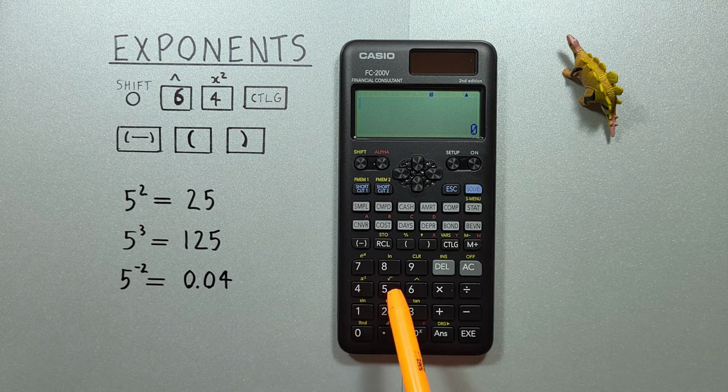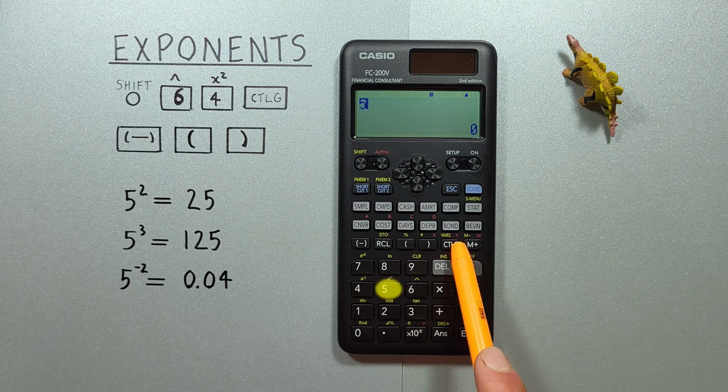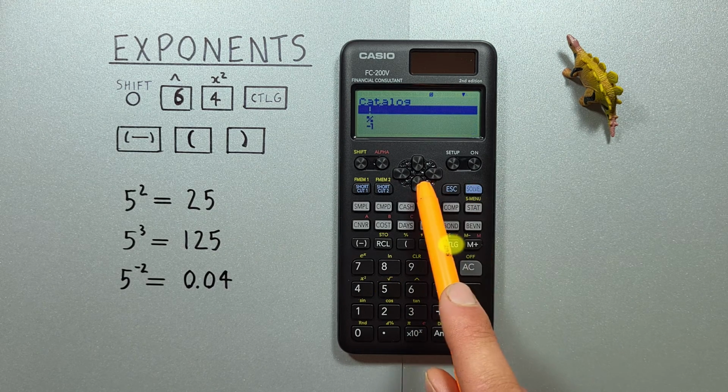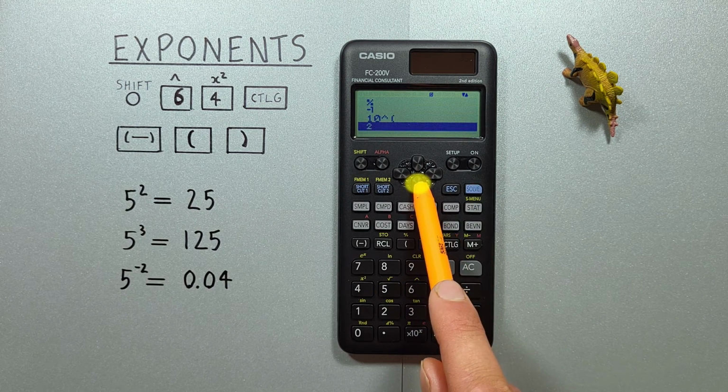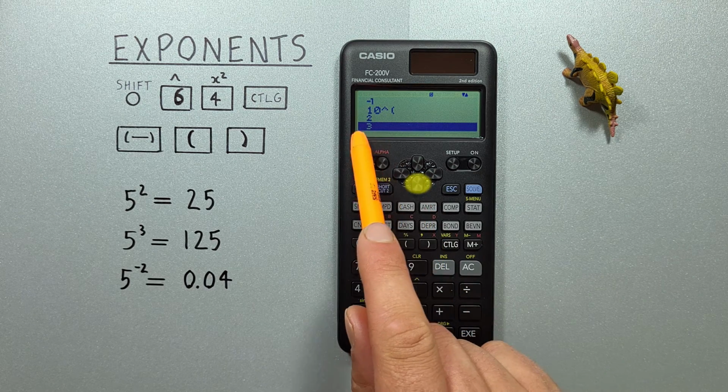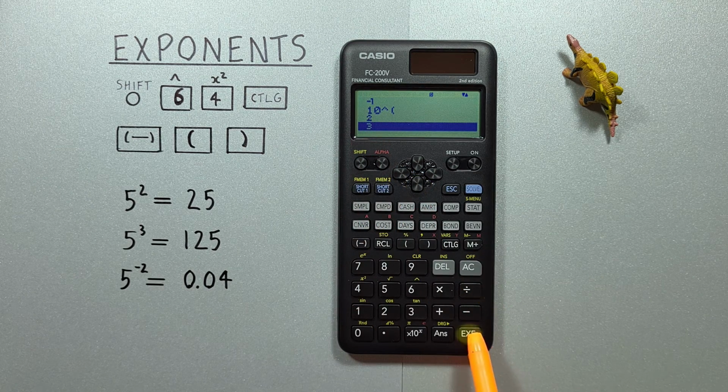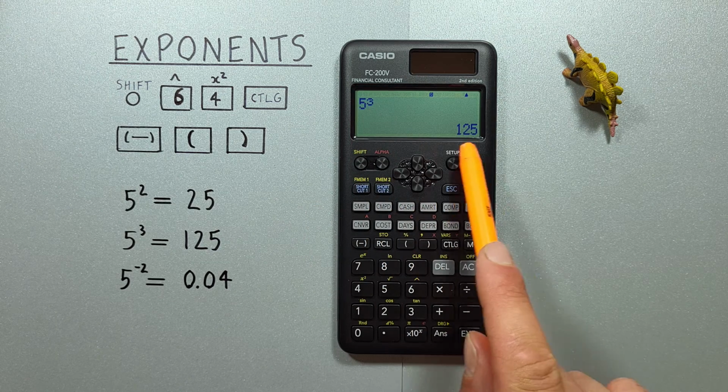Alternatively, we can put 5 on our screen, go to Catalog, and then scroll down till we see the 3 or cubed, and select that, and hit exe, and get the same result. 5 cubed is 125.